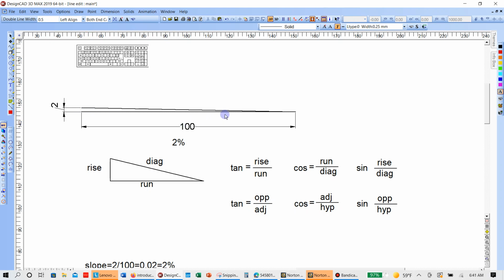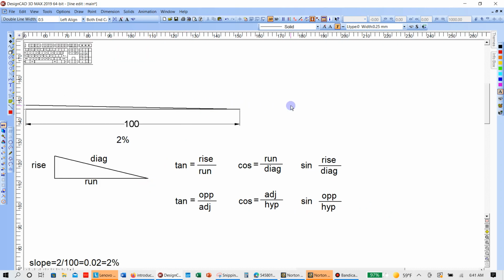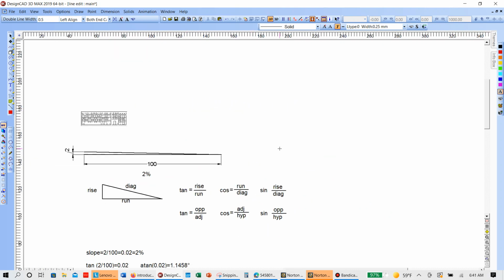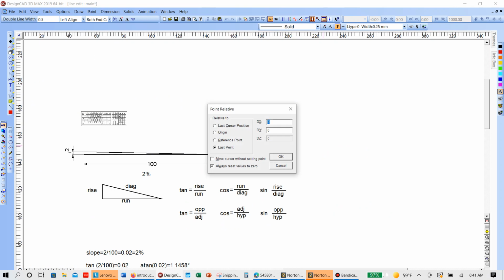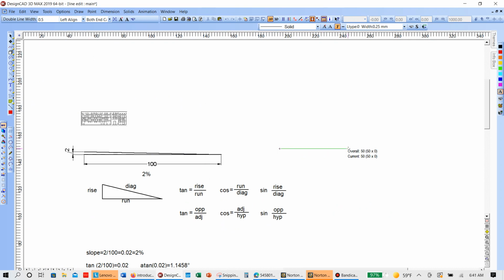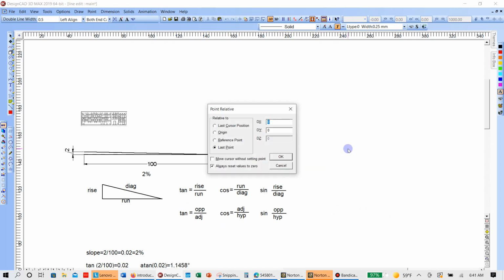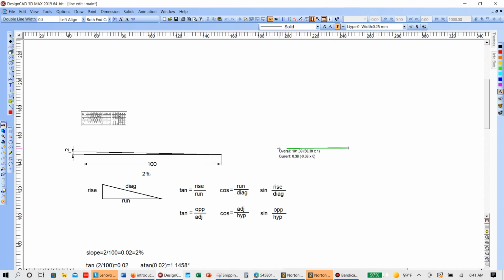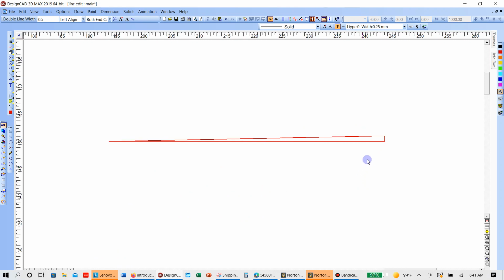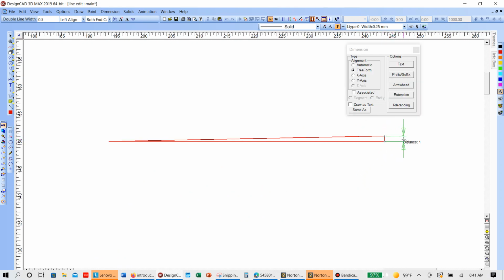If you've got 100 feet, it would be a 2 foot rise over 100 feet. If it was 100 inches, it'd be 2 inches. If it was 50, let's see, V, J, relative 50, enter, and then point, it would go tab 1, enter. So you'd have 1 if it was 50.